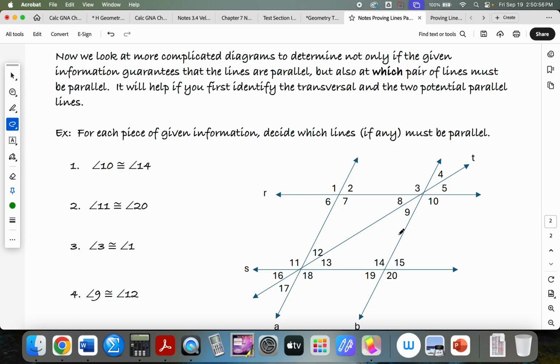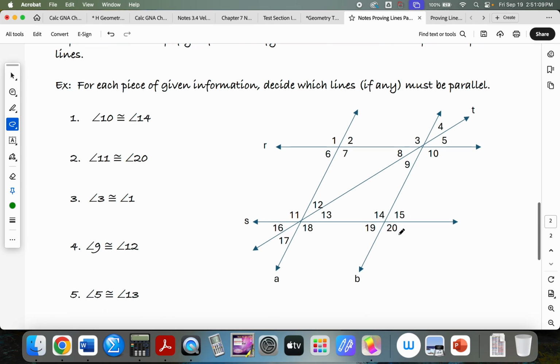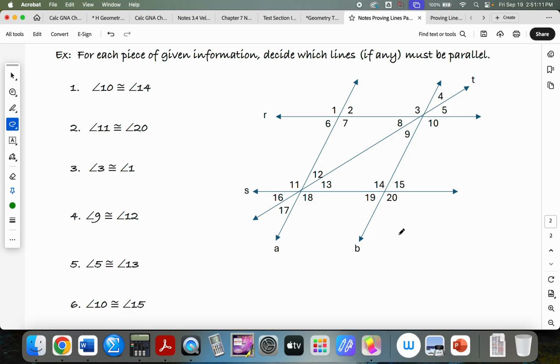You have to, on this one, not only tell our line's going to be parallel, you have to tell which lines are going to be parallel. Because it could be in this diagram that R and S are parallel, but it could also be that A and B are parallel. So the instructions will say something like this: for each piece of given information, decide which lines, if any, must be parallel. So let's go through this.